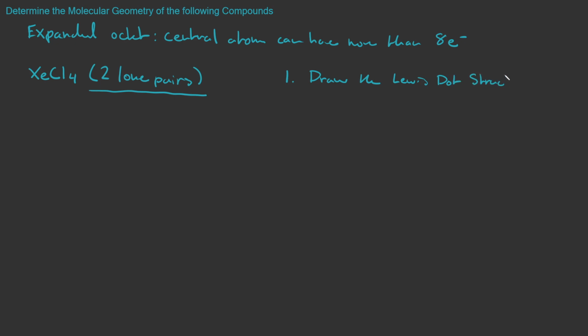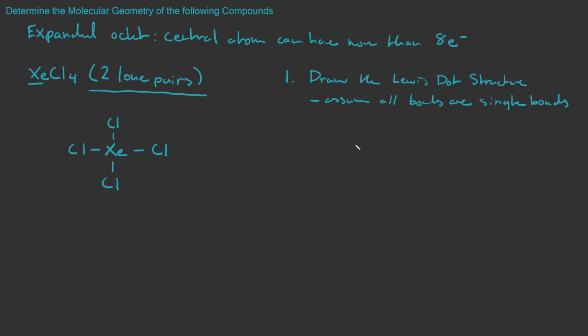How we do this is by assuming all bonds are single bonds. Our central atom in this case is Xe. So we have an Xe, and then we have 4 Cls, Cl4. All 4 of these Cls will be attached to our Xe. So we have 1 Cl, 2 Cl, 3 Cl, and 4 Cl.